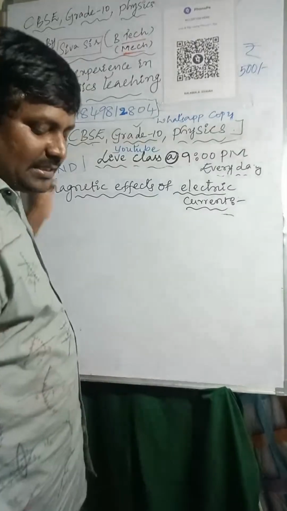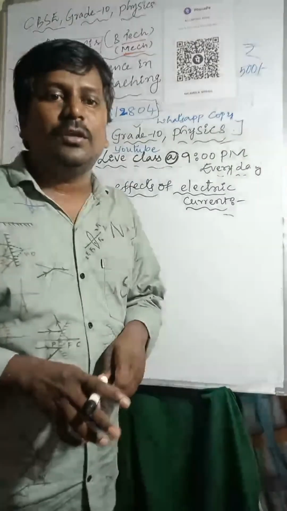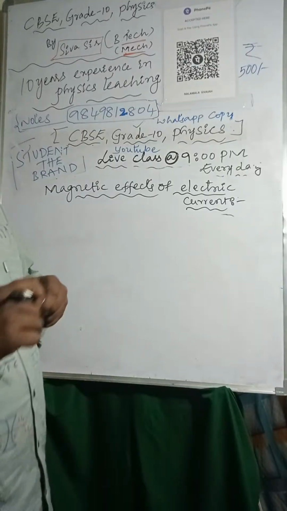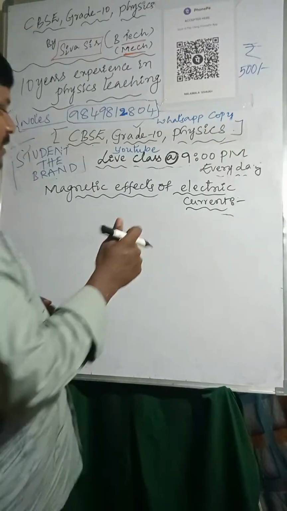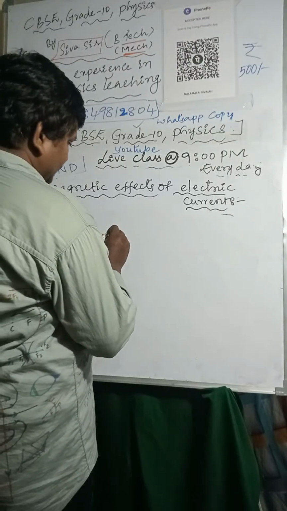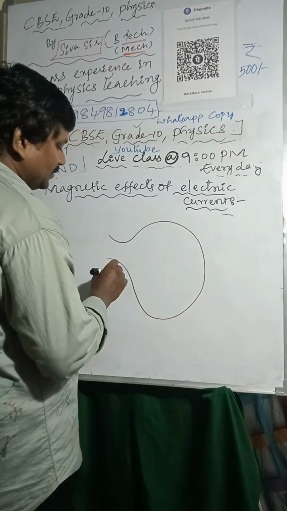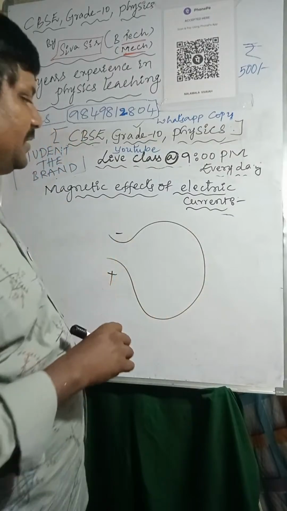So till now we discussed the straight conductor. Now I am going to the loop question. If you see, I am taking a loop. So this is a loop, like this, positive, negative.